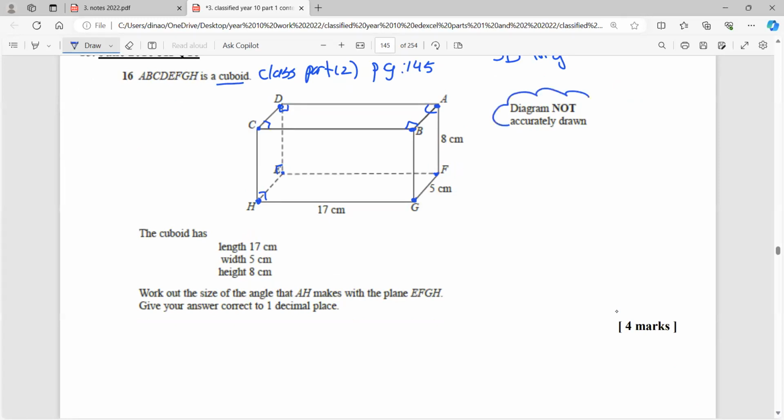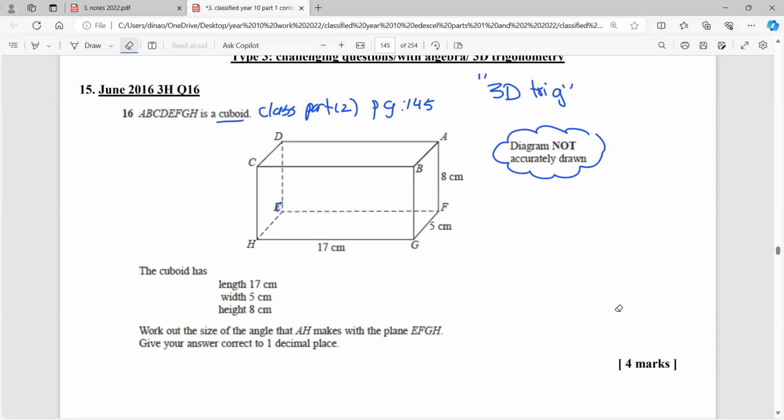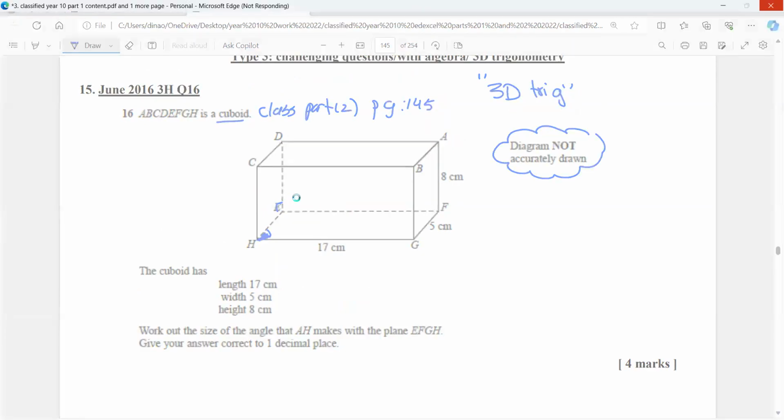Of course, as you can see, the diagram is not accurately drawn, because if someone looks at a drawing like this, they would tell me this doesn't look like 90 degrees. And as we said in math, we don't take anything by how it looks, we take by what is written. So it says here that this is a cuboid, so this is a fact meaning that all of the angles are 90 degrees. All of the angles are 90 degrees.